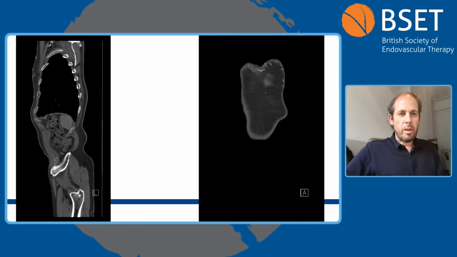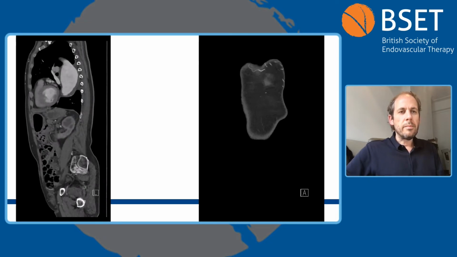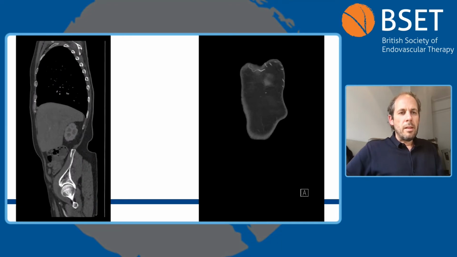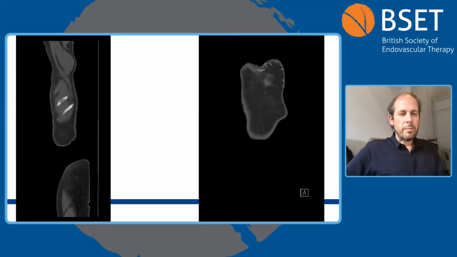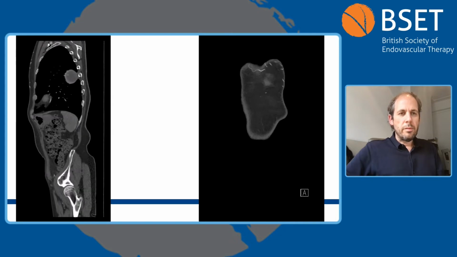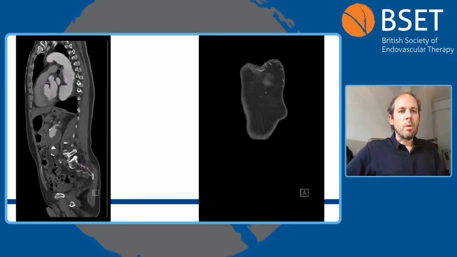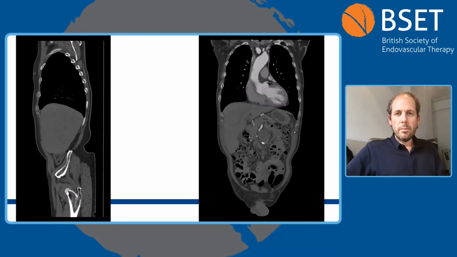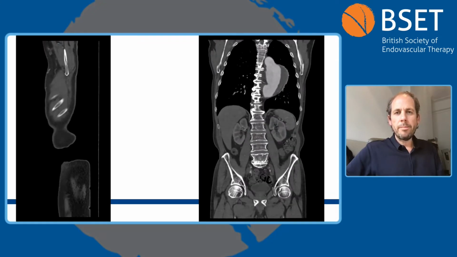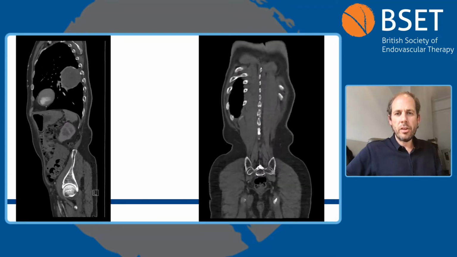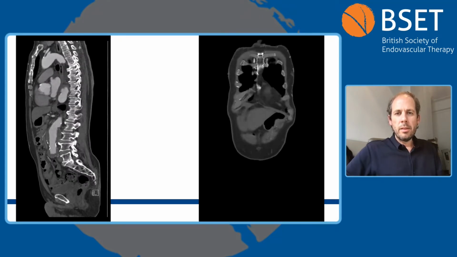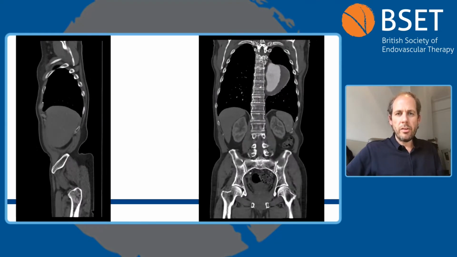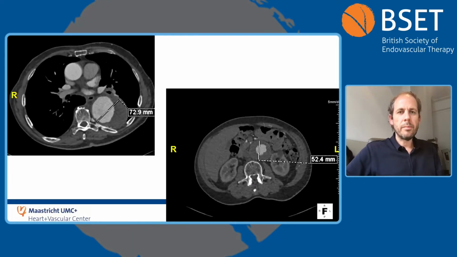So some extra imaging here, two different views. I'll run this twice and then run the coronal. So the ascending and arch is actually normal. And the largest dilations are in the chest and in the abdomen.